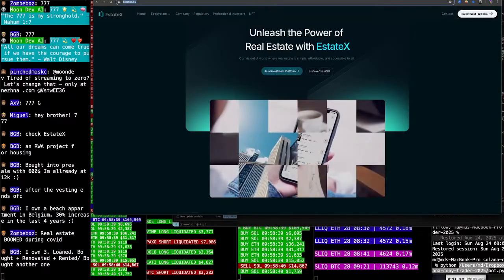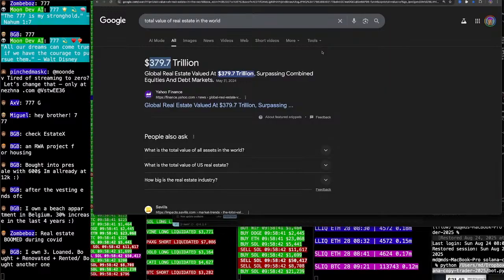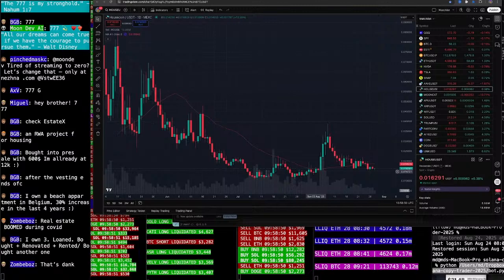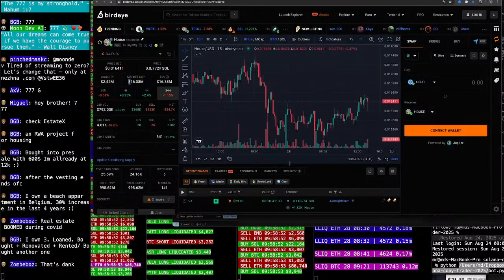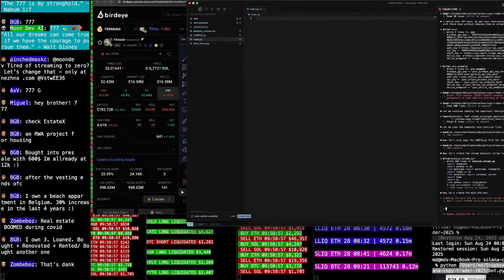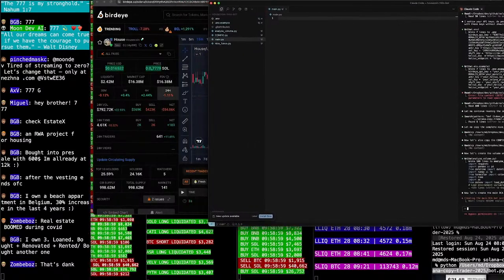If they wanted to flip the housing market, 379 trillion. Okay, that's not going to happen. But it's a good meme. One house equals one house coin. Come on, dude. That's a good meme. Damn, dude.